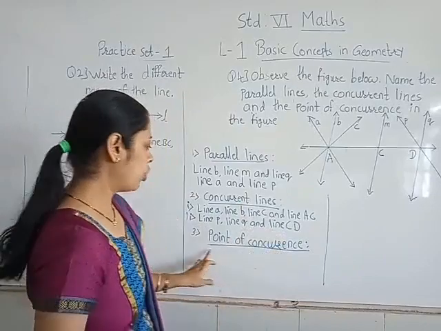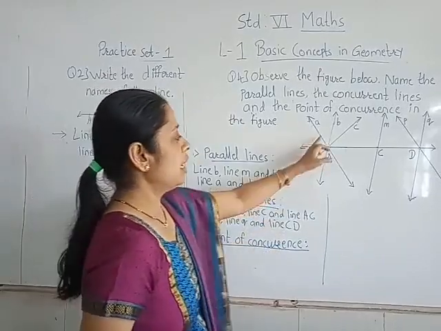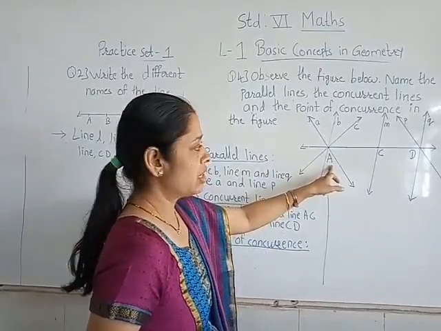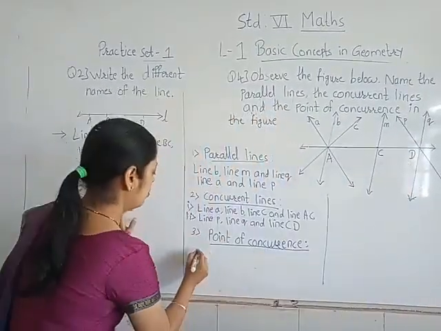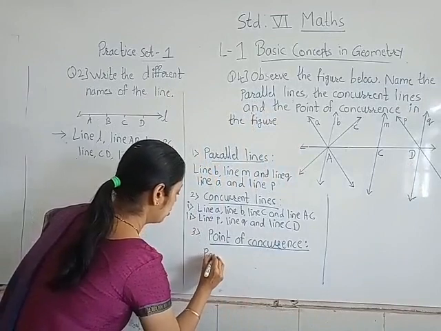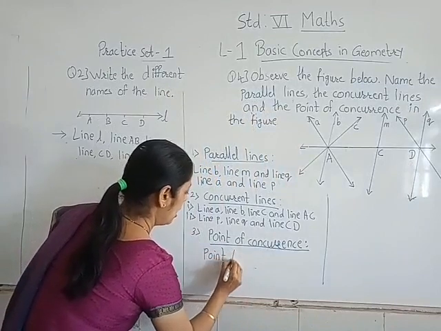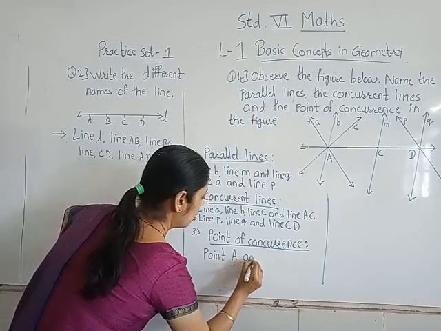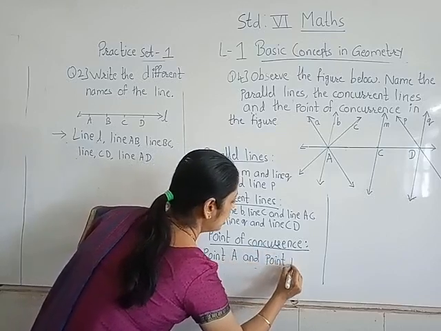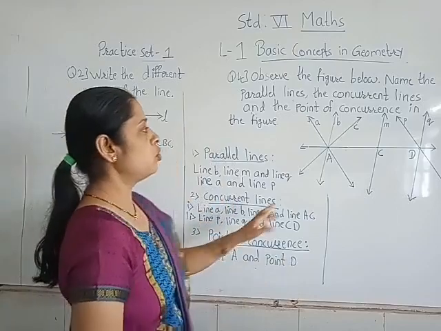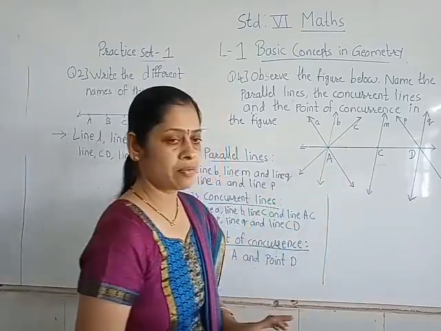Now we will find point of concurrence. A is the point of concurrence and D is the point of concurrence. So write down point A and point D. These are 2 points of concurrence.